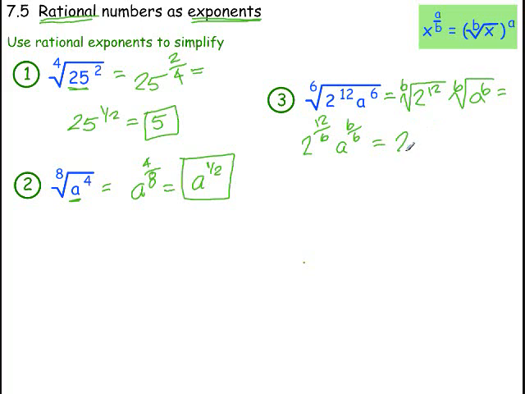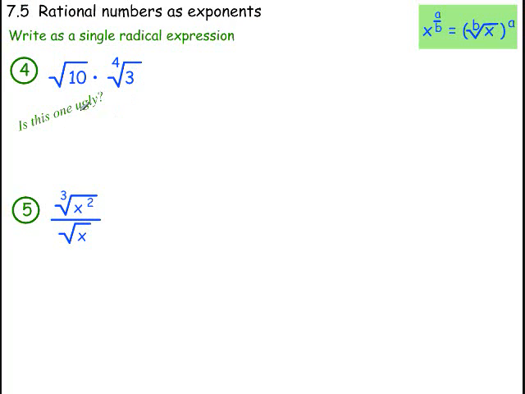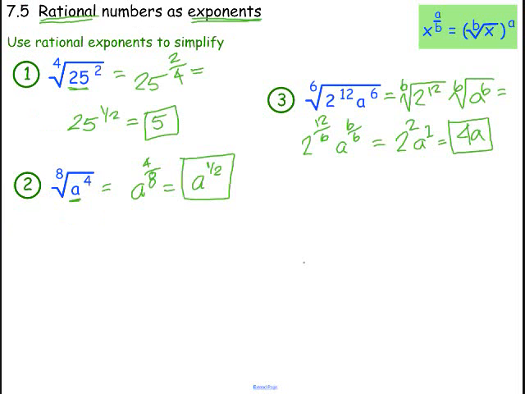So we've got 2. This simplifies to 2 to the 2nd power. This simplifies to a to the 1st power, which can be written just like this: 4a. Let's do some more of these. I'm going to go back for a moment. These are all lovely. They're fairly straightforward, I thought.